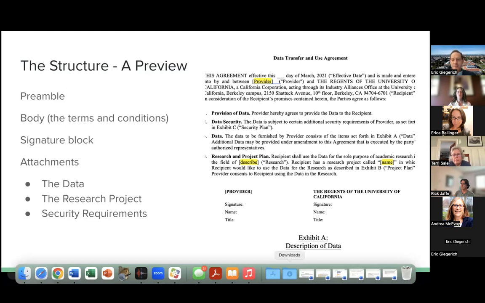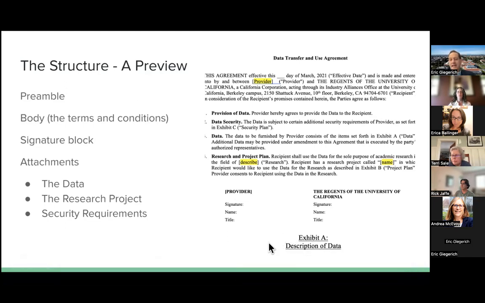And then attachments. And so I have down here sort of a sample. Exhibit A, description of the data. There might be other attachments. You, or the other provider, might put on a sort of research project description: this is what we're going to do with the data. There might be security requirements. May not be. It may be something you can do in your department on your department servers, or it may require something more institutional, and we may need to vet what kind of security requirements are requested.